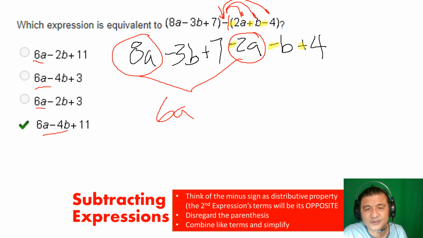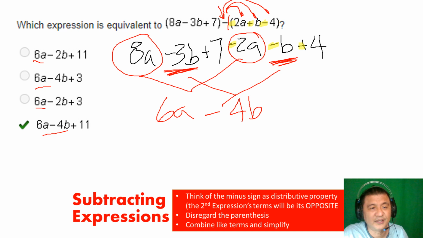Next, let's look at the negative 3b and the negative b. Combine them. Remember, there's a hidden one, negative 4b. All right. You have a negative 4b. So not you, and not you.